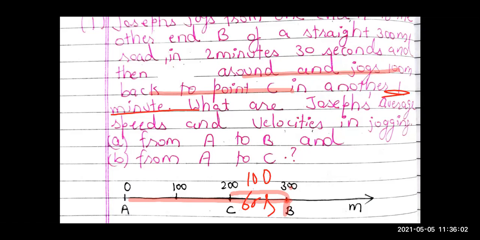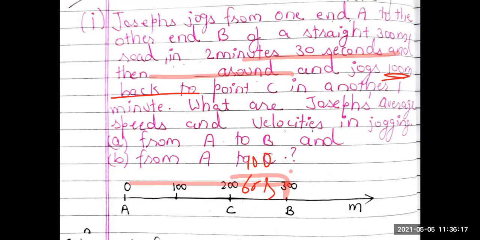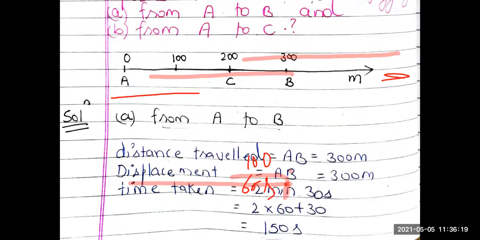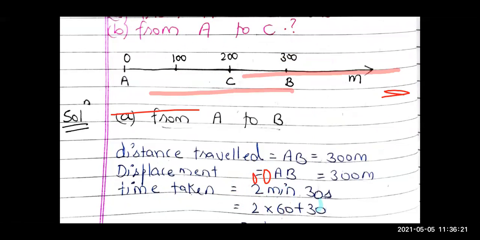Right? What we have to find? We have to find the average speed and velocity. Both average speed and average velocity, in two cases. First is from A to B and second is from A to C. Okay, beta? So let's start. Now be very careful. It is very easy.